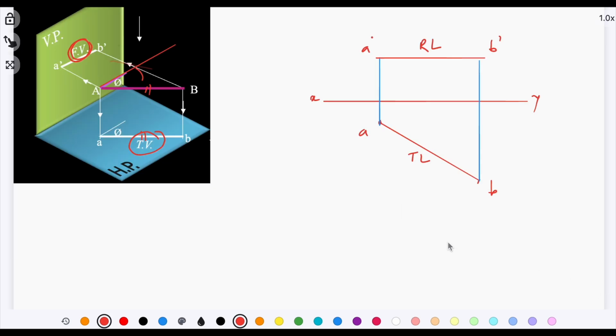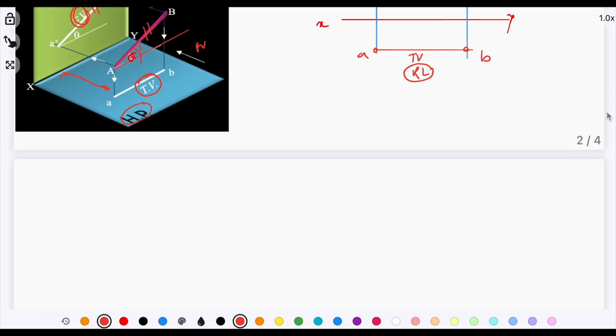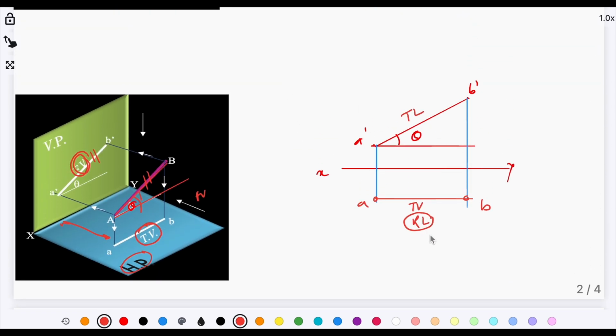Now the last scenario, when the line is inclined to both the reference planes simultaneously, that line is going to be called an oblique line. Now we know that if the line is inclined to the vertical plane, in this case the front view was representing the reduced length. In the previous case, when the line was inclined to the horizontal plane, the top view was representing a reduced length.